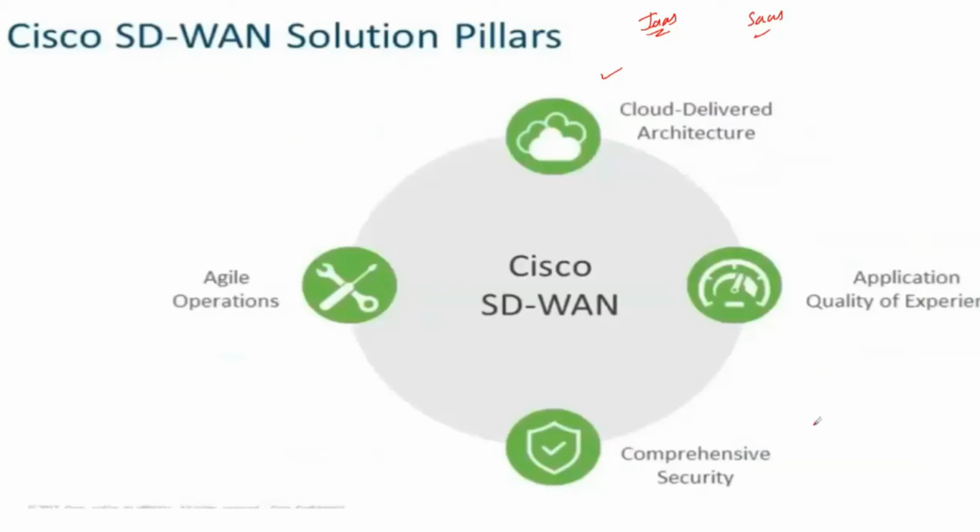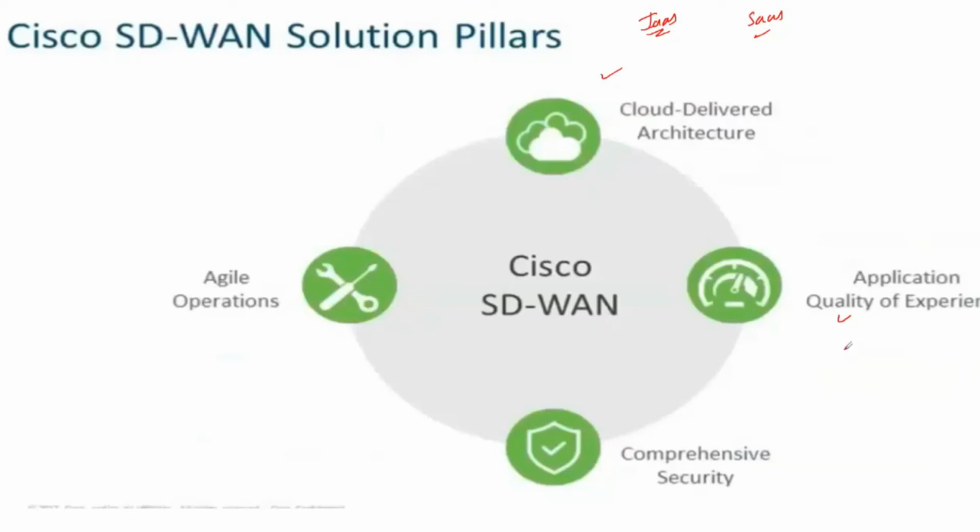Yeah. Application quality of experience is much better with SD-WAN. How is it better? Because we have application-aware routing, as well as something called performance-based routing. Because of application-aware routing and performance-based routing, the overall quality of user experience is a lot better.